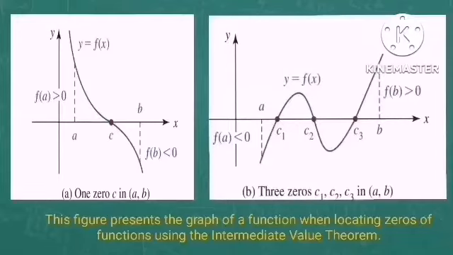These 2 figures show a function when locating zeros of functions using the intermediate value theorem. In A, there is only one zero c in the interval, while in B, there are 3 zeros c sub 1, c sub 2, and c sub 3 in an interval of [a, b].